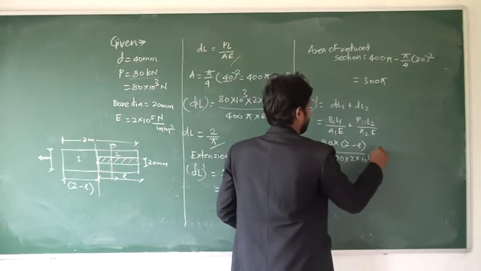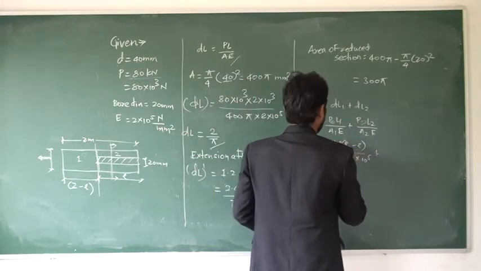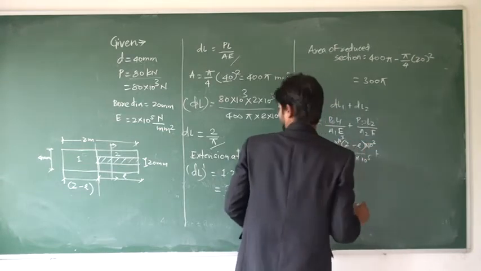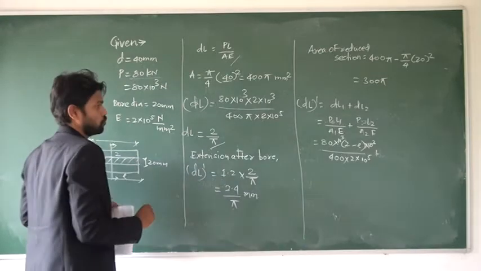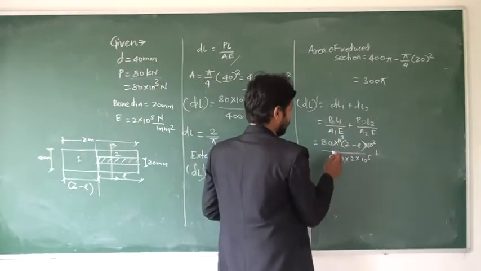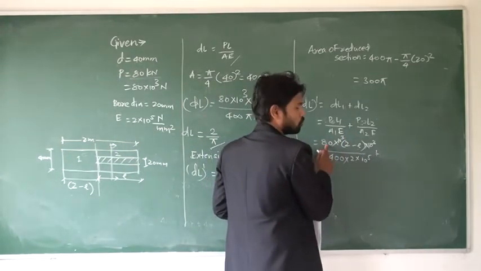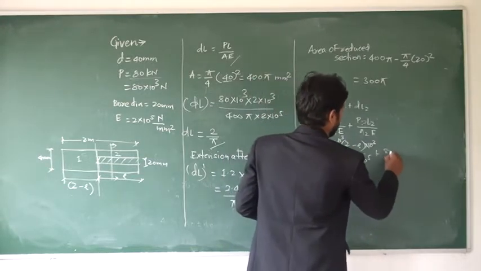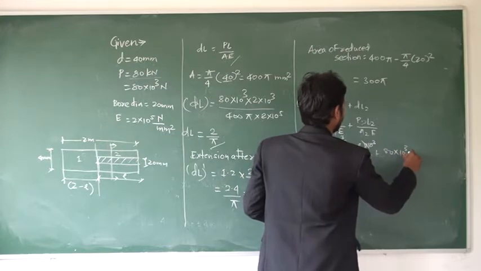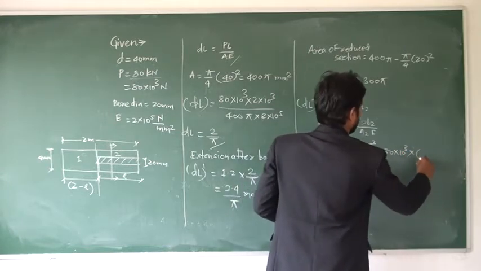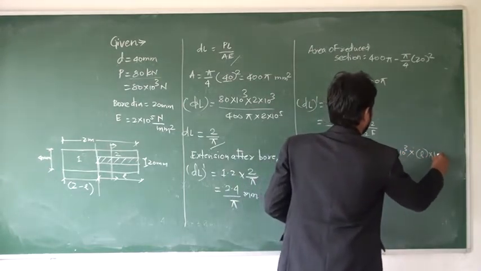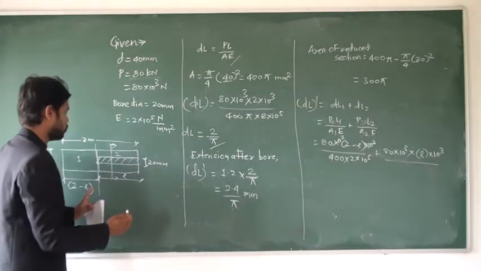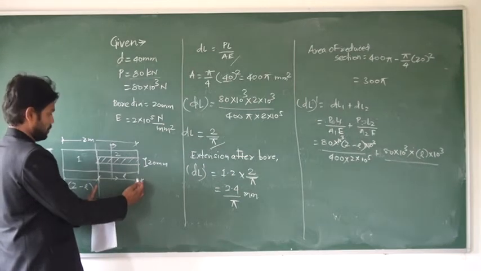This is the same. P again, L, and this 2 is in meters, so we have to convert it into mm. 80 is in kilonewtons, we have to convert it into Newton. You have to multiply it by 10 raised to 3. So now for the second case, P is 80 kilonewton.